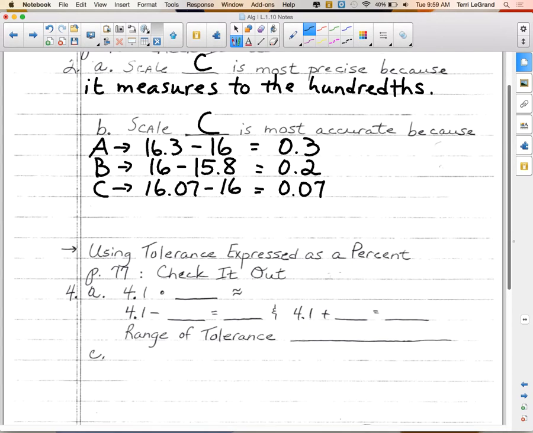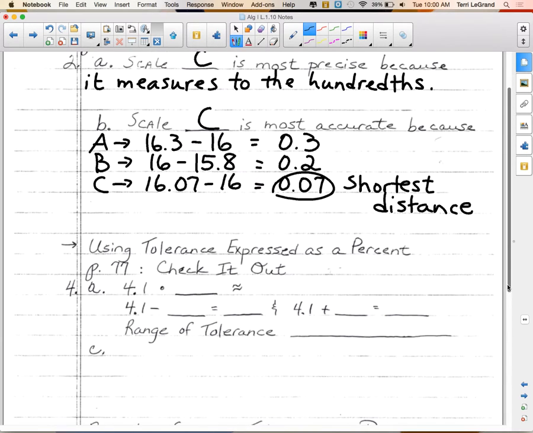Okay, we're going to say shortest distance. There's our answer because we showed work. That's how you will support your answers also. Show the distance. Support it and say, you know what, this one has the shortest distance, so I know that makes that one the most accurate. That's where they wanted it to weigh as close to 16 ounces as possible, and that's the one that does. So it is the most accurate. Any questions?